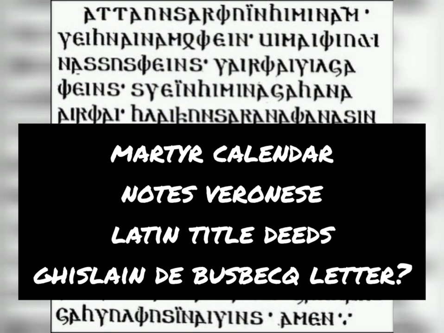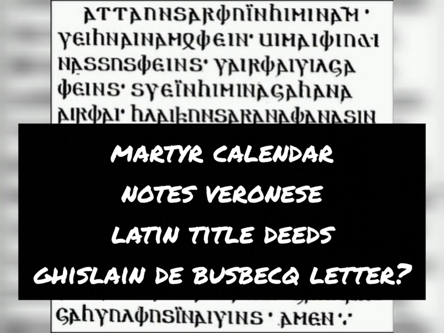In addition to what I mentioned before, there are some remnants of other documents, but not as important by far. So, for example, a fragment of a calendar of martyrs, some marginal notes in a Veronese manuscript, a Latin title deed from Ravenna, something like that. So, also examples of the letters of the Gothic alphabet written with their associated names. A few phrases remain in an almost phonetic Latin transcription as well.